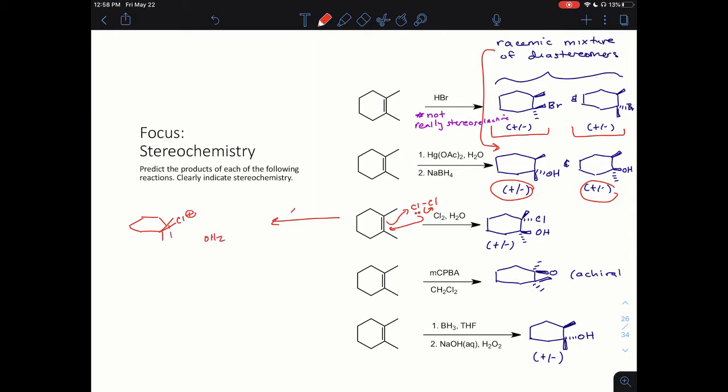It can add to either face, and that definitely happens, but we can't tell the difference because this is symmetrical, so I'm not going to bother this time drawing out addition to both faces. And then you can have water attack either carbon of the chloronium. So either carbon is attacked, and either carbon being attacked leads to the racemic mixture of products.